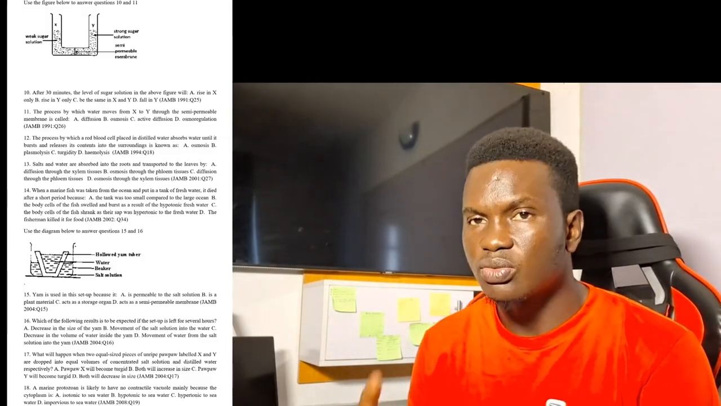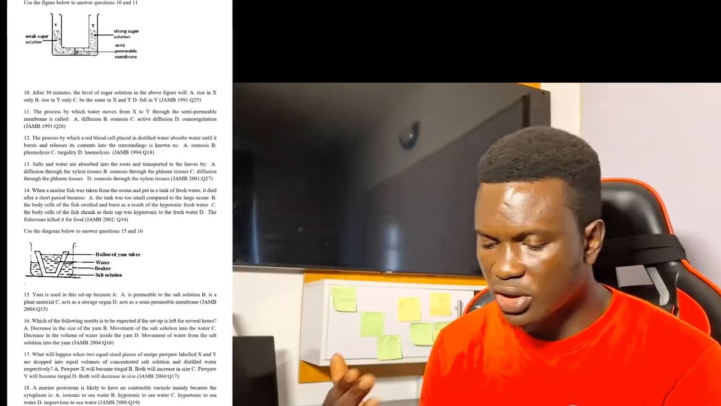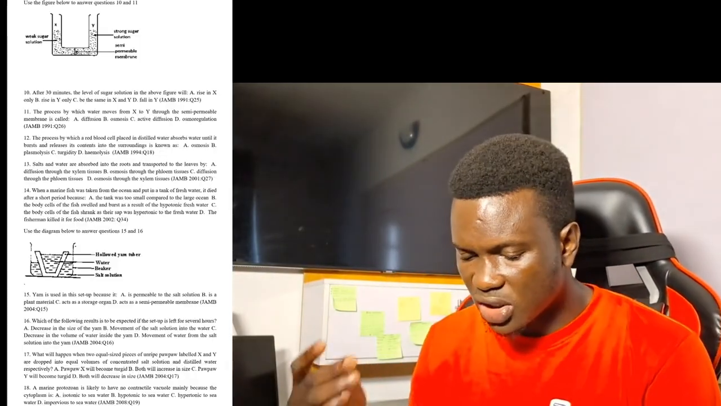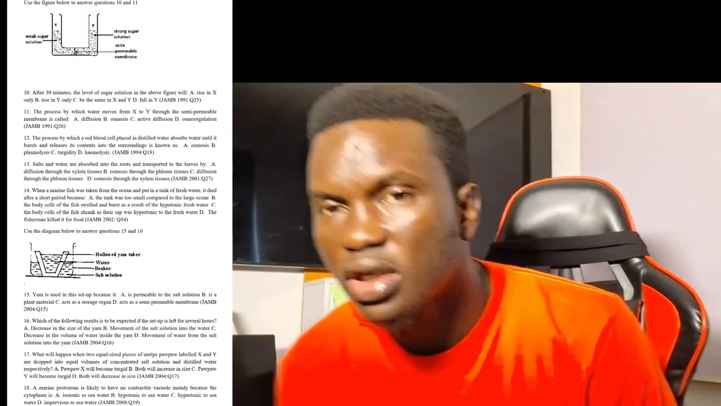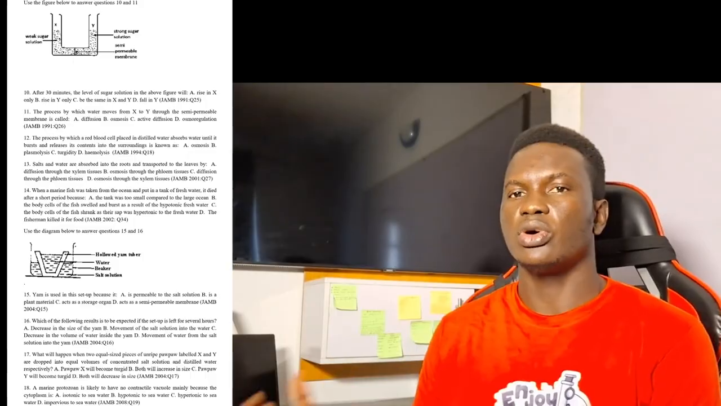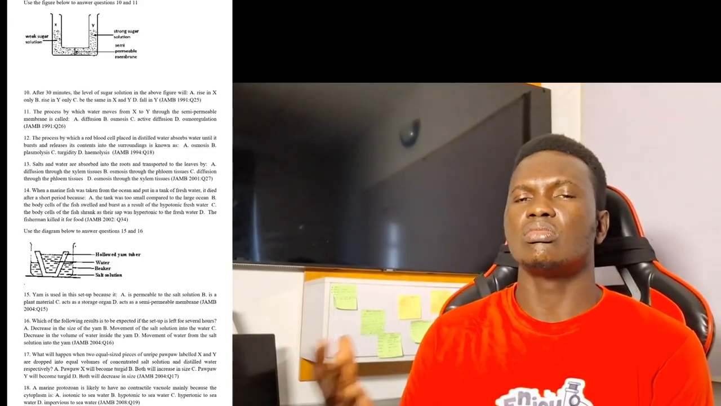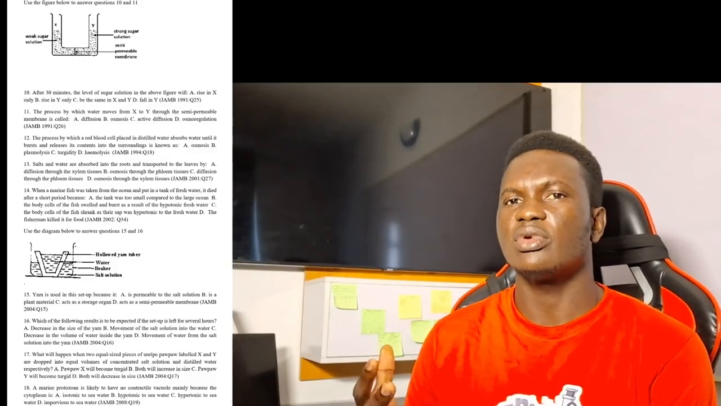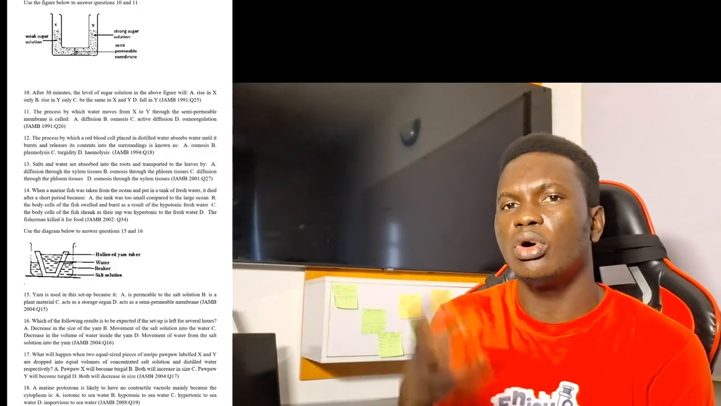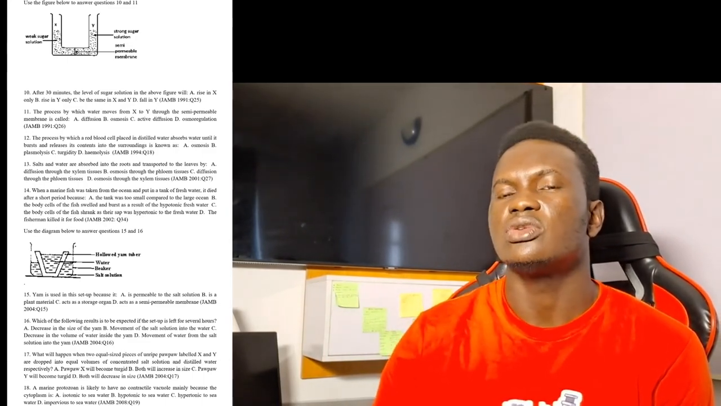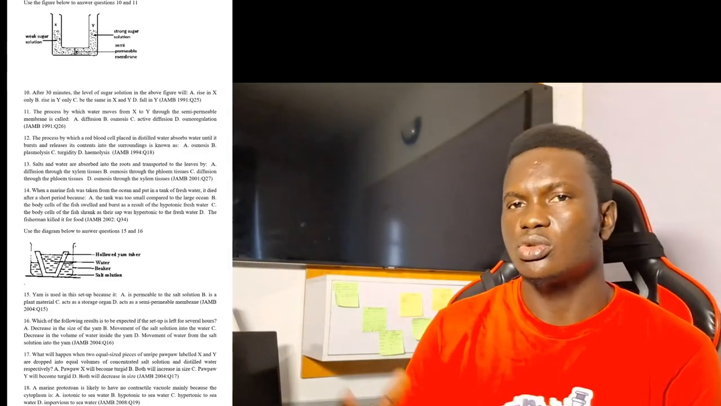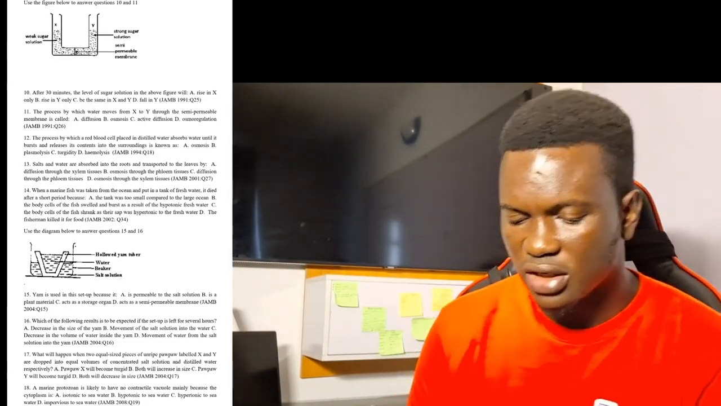So B is most likely going to be the answer. C, the body cells of the fish shrank as their cell was hypertonic. No, it cannot shrink. It's going to burst because it's going to take in more water into its system, because the salt in the cell is more than the salt in the environment. So it takes in more water, then it will swell and burst. And that's why the fish died.